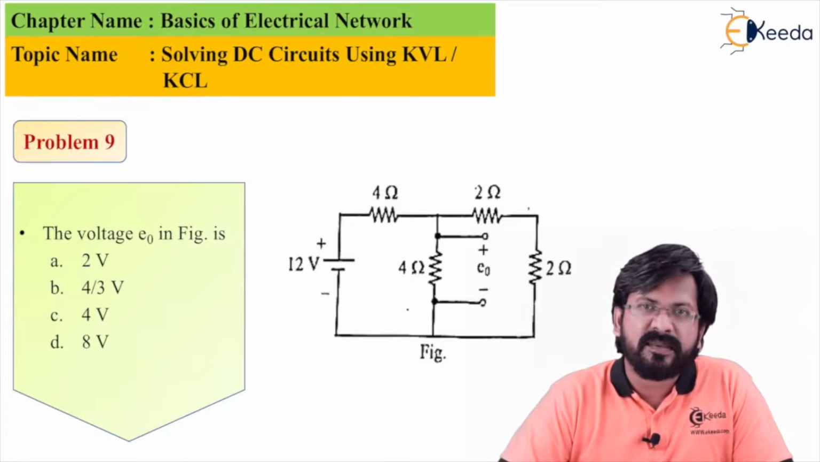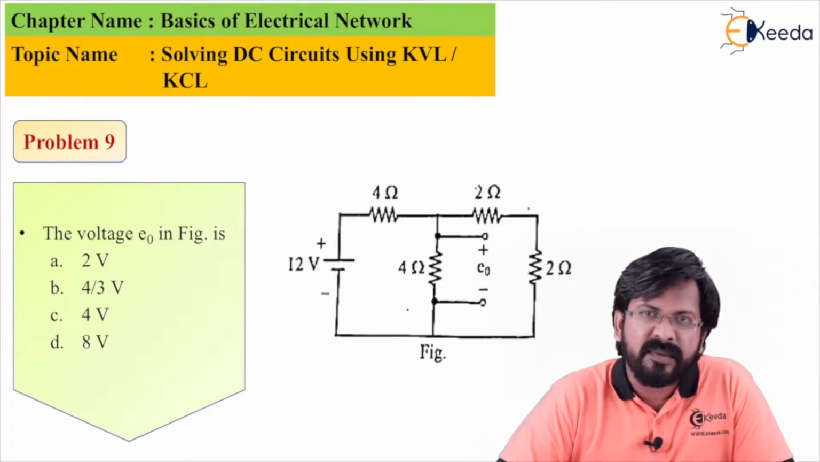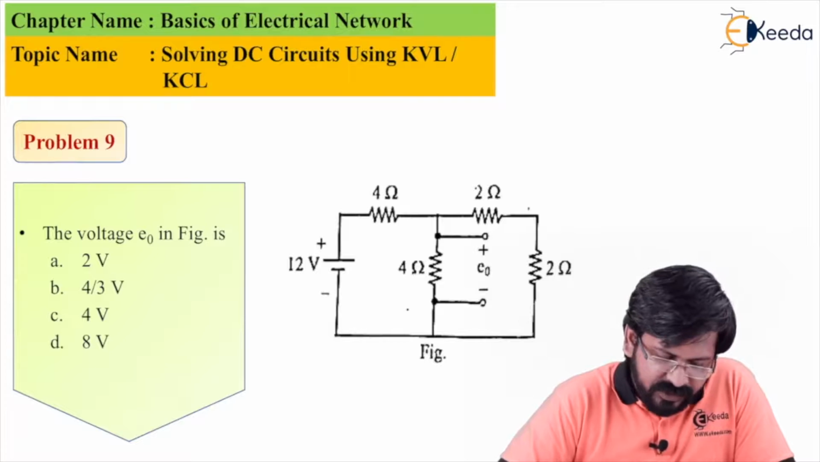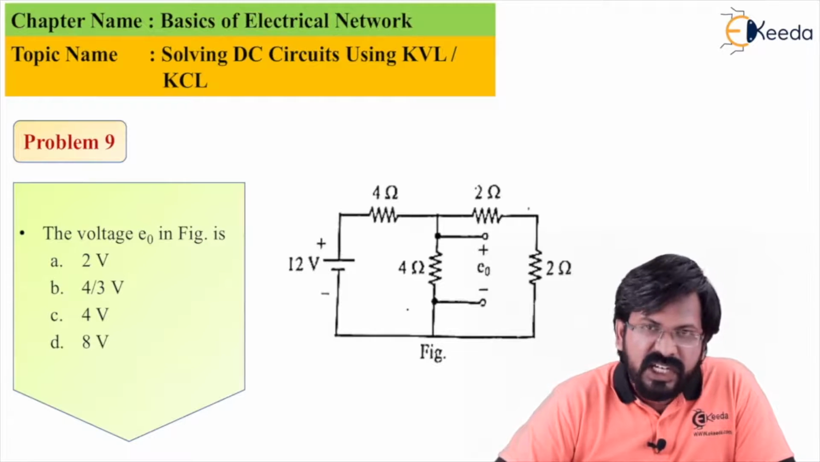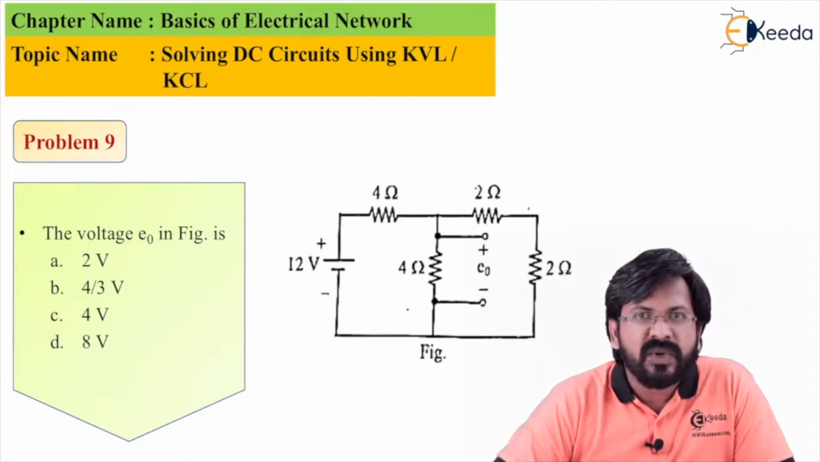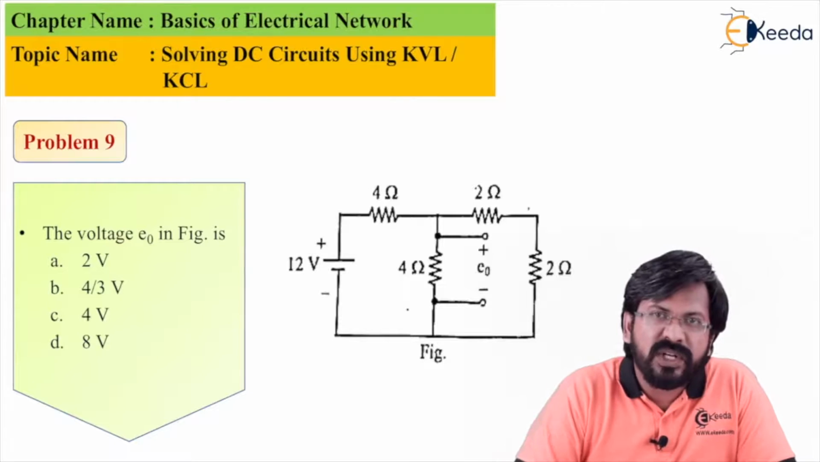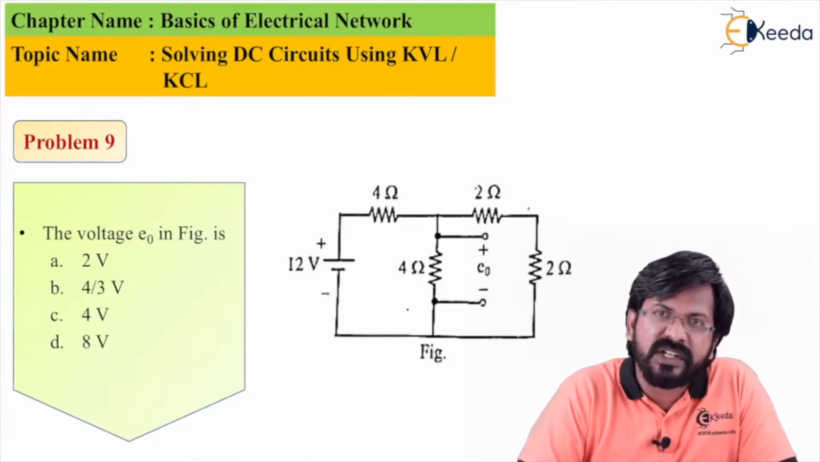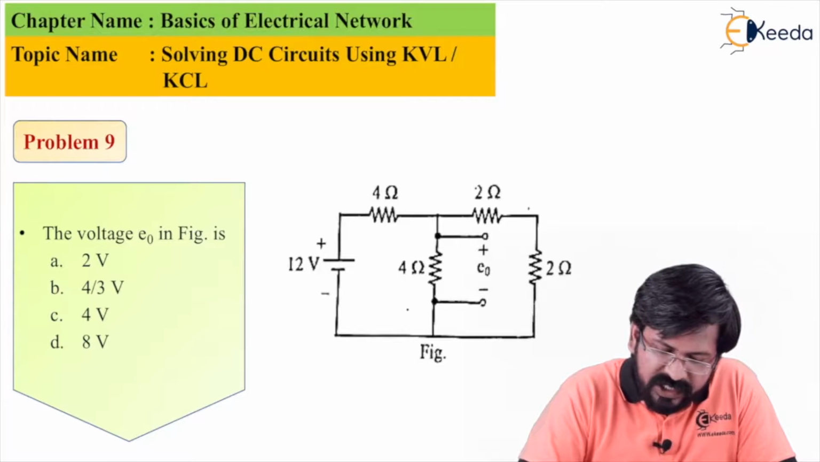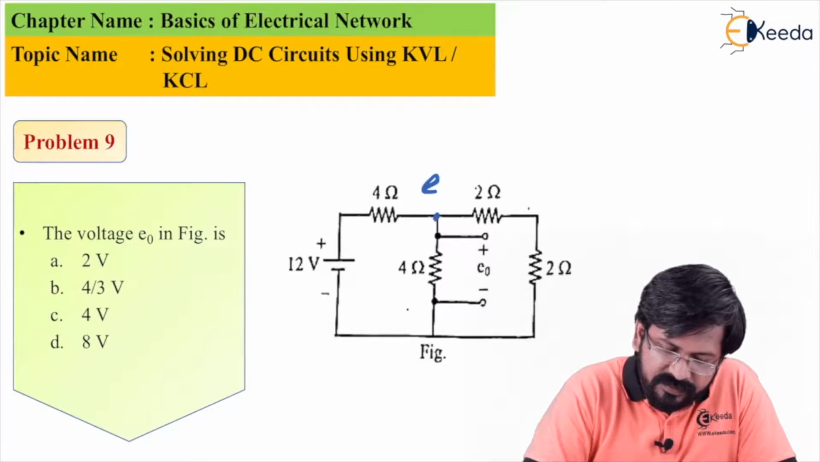So let us start with problem number 9. Problem number 9 has appeared on your screen. They are asking you for the voltage E0 in this figure. If you observe, E0 is nothing but the voltage across 4. So the voltage across 4 can be considered as a node voltage itself. So I can represent this E0 as a node voltage here.